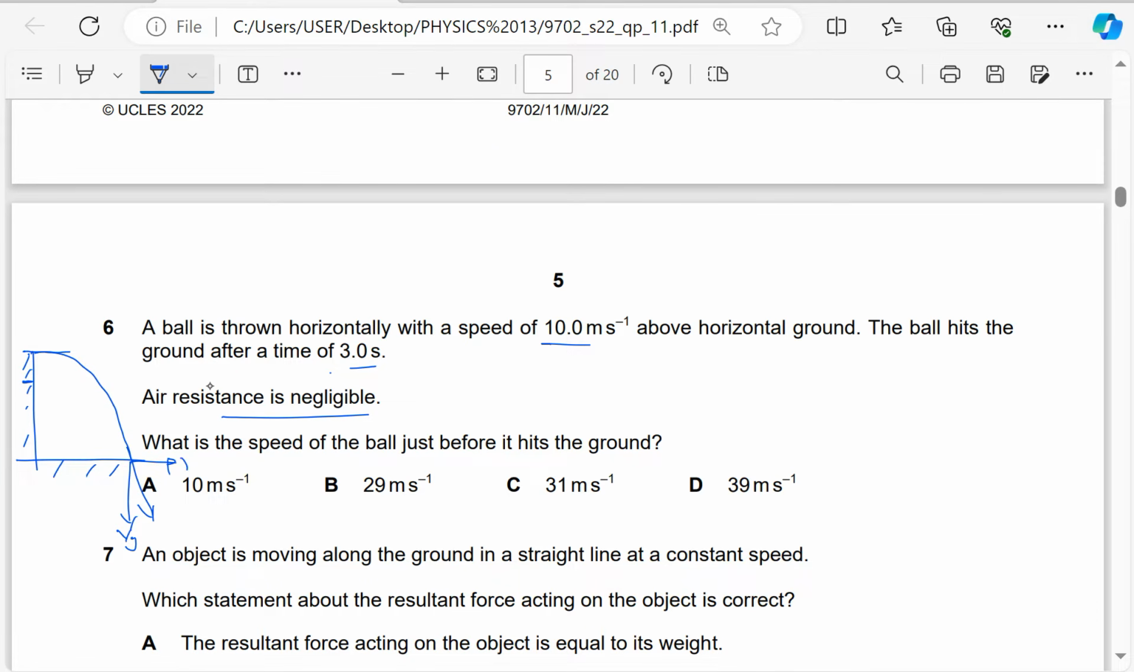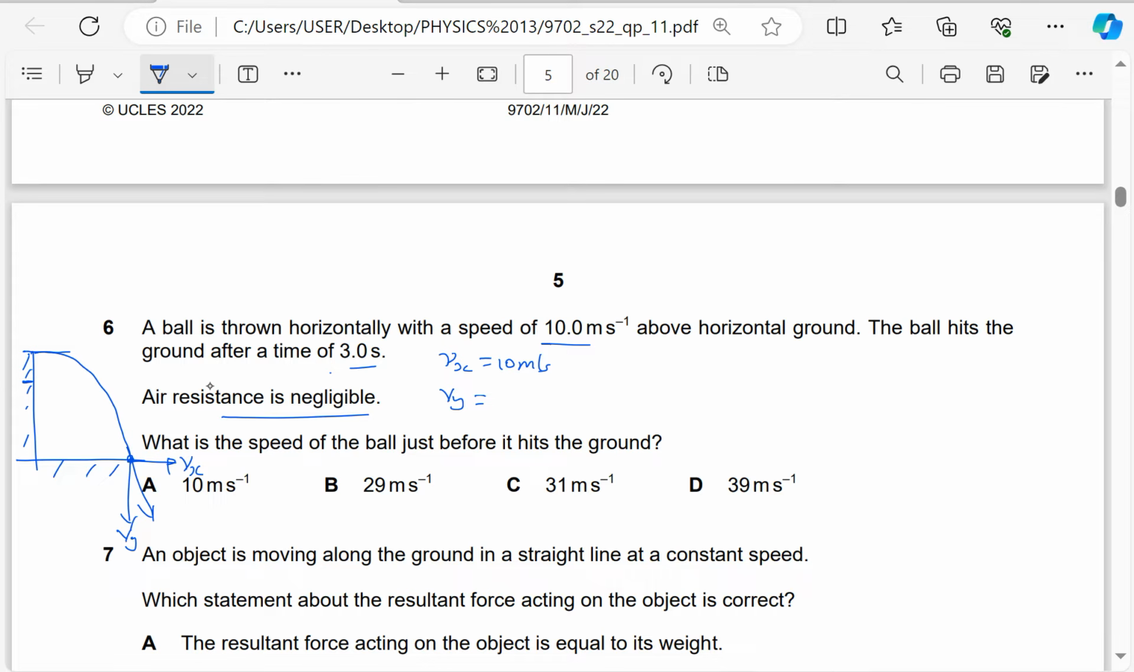The speed in the horizontal, Vx, remains constant because there is no acceleration in the horizontal. Because it was thrown horizontally, the speed in the horizontal, even when it lands here, remains 10 meters per second. But the speed in the vertical increases because there's an acceleration in the vertical.